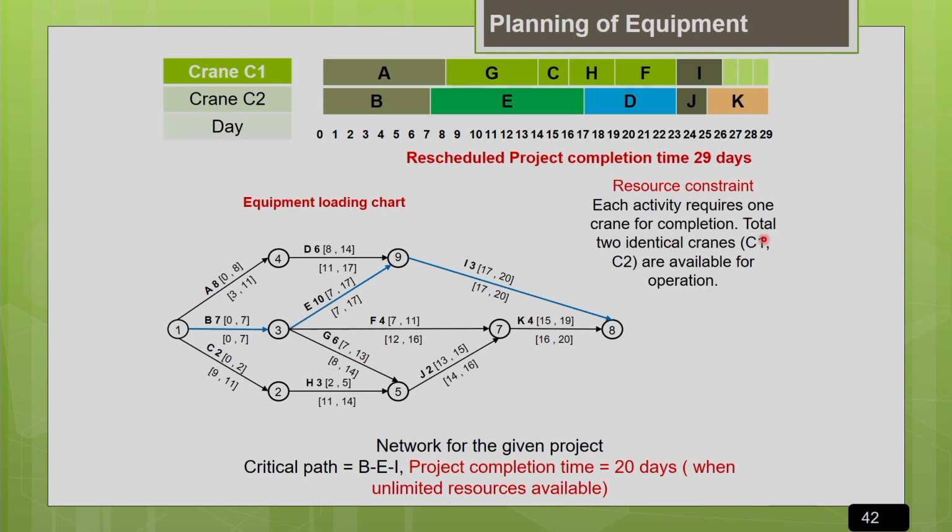But in our project site, we have only 2 cranes available, C1 and C2. Now how do we allocate these 2 cranes for this particular project, making sure that the idle time for the crane is low, and the project completion time is not significantly delayed because of this resource constraint? Definitely there will be some delay, but the delay should not be very significant. That we have to take care of.